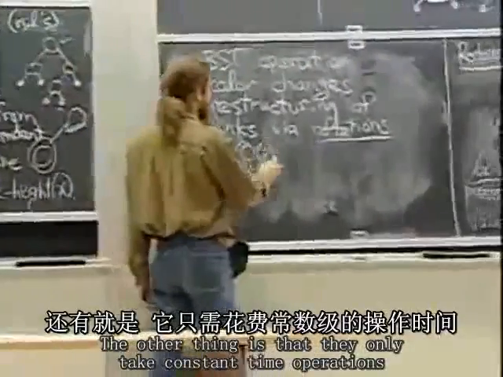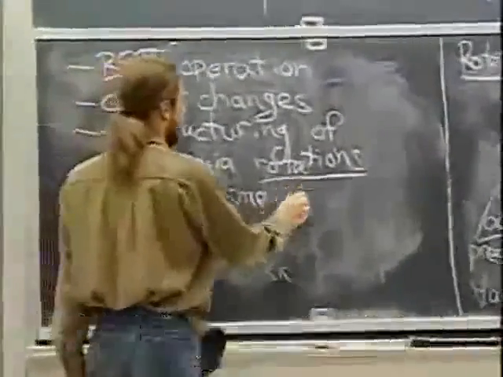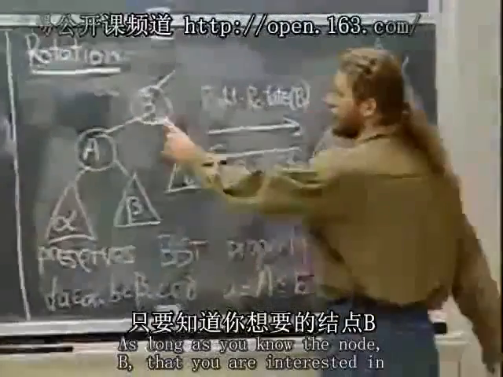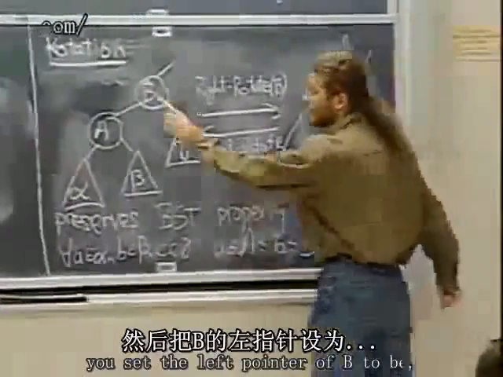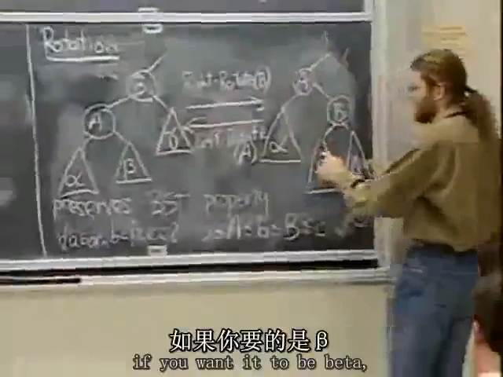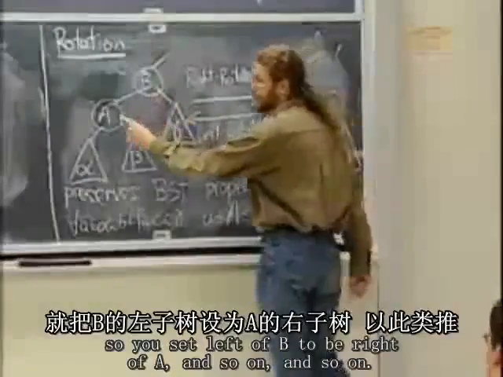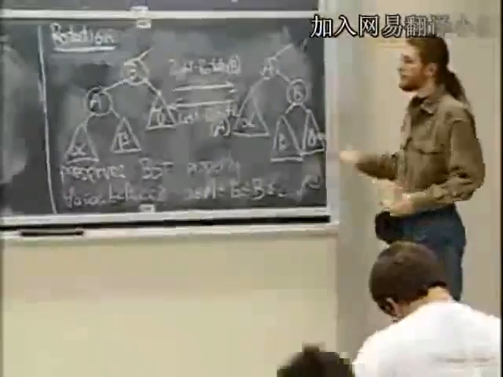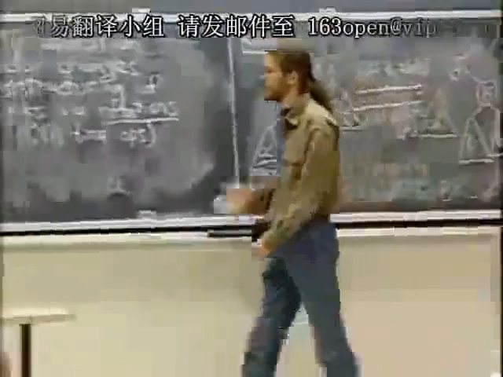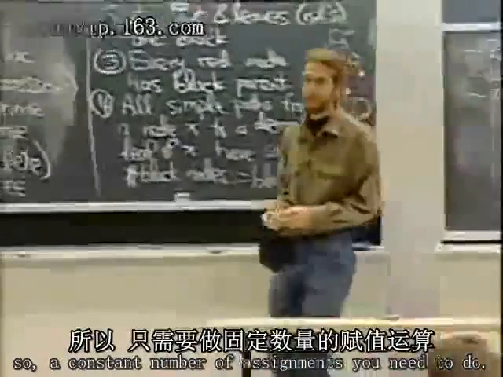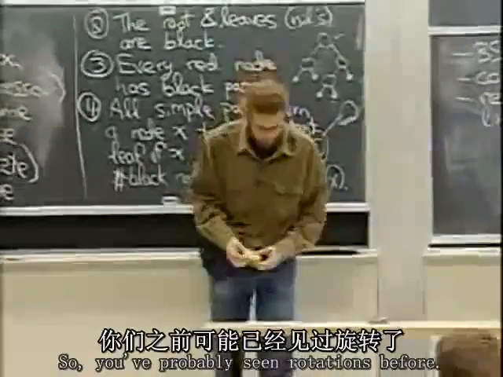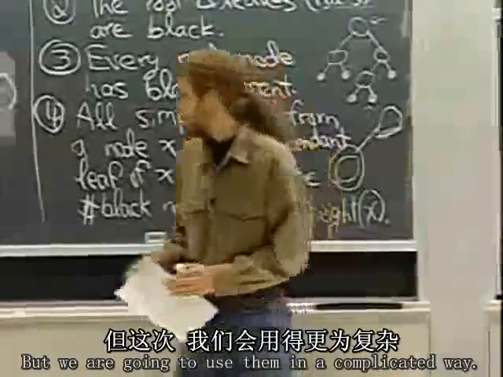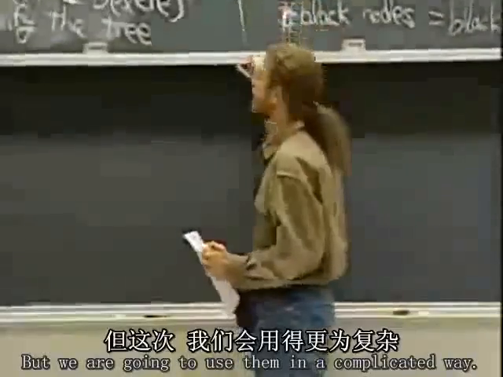These are constant time operations because we're only changing a constant number of pointers. As long as you know the node B that you're interested in, you set the left pointer of B to be, you want it to be beta, so you set left of B to be right of A, and so on and so on. You make a constant number of those changes. You update the parents as well. It's only a constant number of links that are changing, so a constant number of assignments you need to do. Okay, you've probably seen rotations before, but we're going to use them in a complicated way.